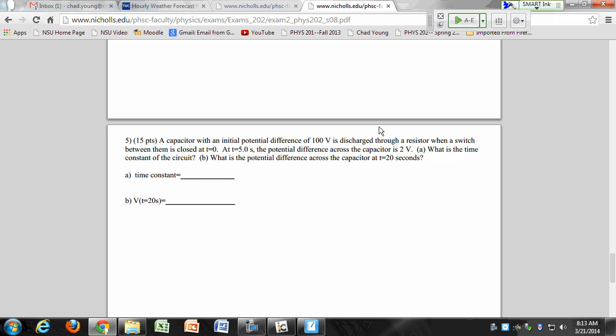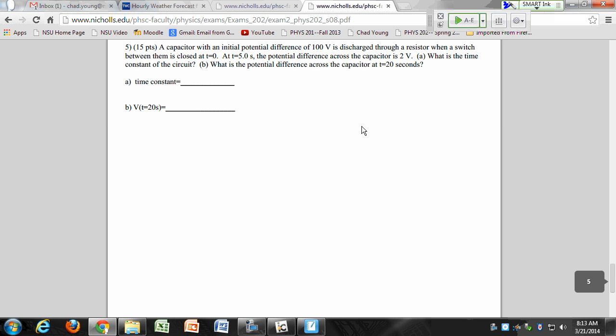So here I have a capacitor with initial potential difference of 100 volts. It's discharged through a resistor to equal 5 seconds. What is the time constant? Okay, let's just write down everything we have. So V naught equals 100 volts at t equal 5 seconds.